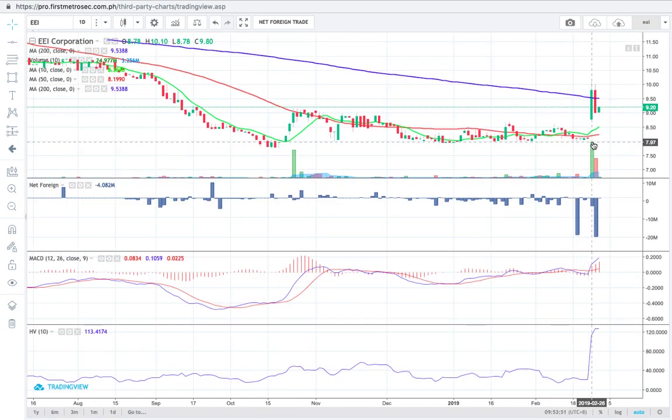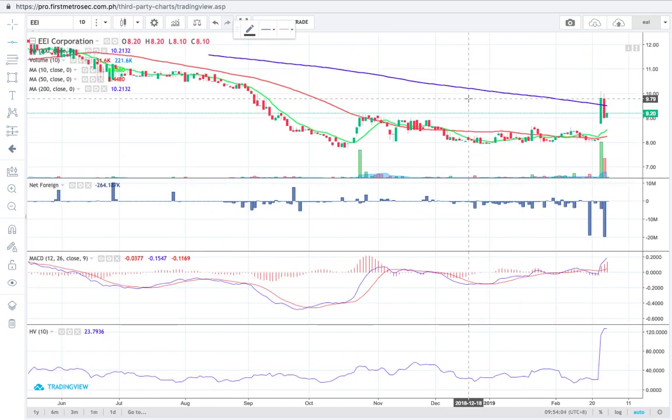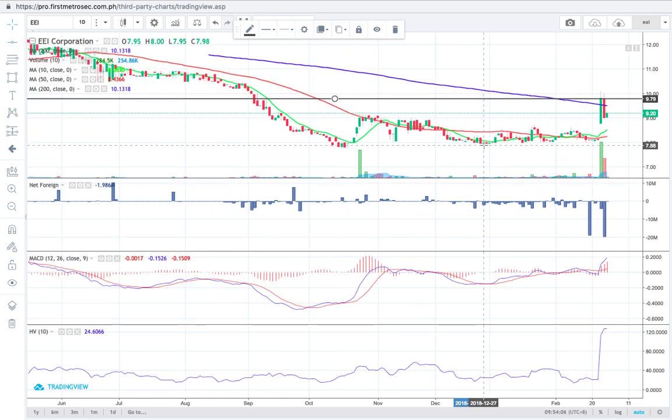So when EEI registered a towering bullish volume and bullish candlestick last February 26, it retreated on February 27. So let's plot the support level first. Resistance, rather. Okay.